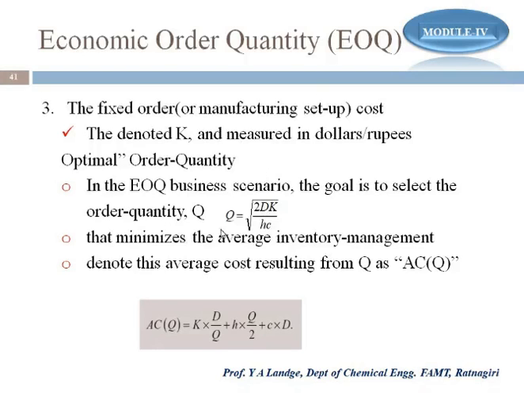Here we can use this formula: Q is equal to the square root of twice D, where D is the demand of the customer, K is the fixed order cost, upon H, the holding cost, and C is the cost of the item per unit. That minimizes the average inventory management.